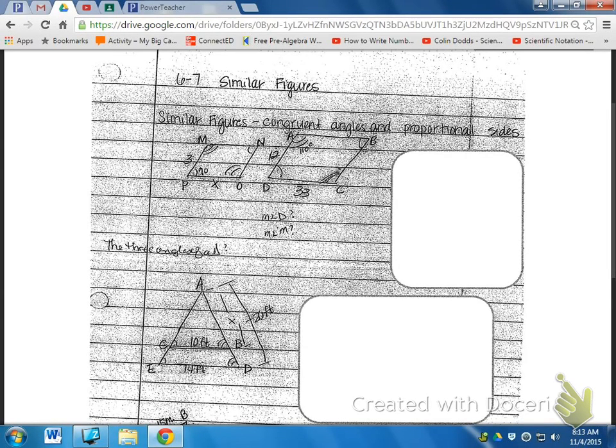So lesson 6-7, similar figures. Similar figures have a couple of things that constitute the fact that they're similar. One is they have to have congruent angles, and they have to have proportional sides. That's why it's in chapter 6, because we've been talking about proportion.